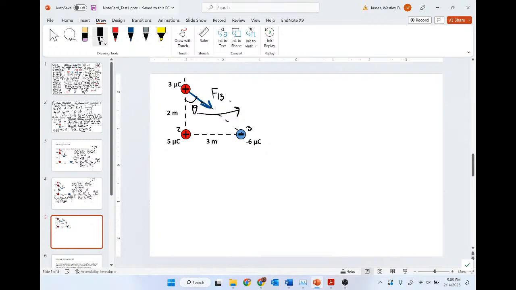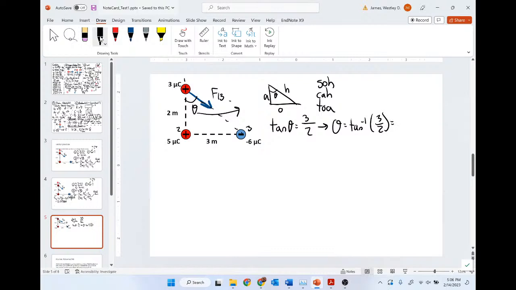SOHCAHTOA, y'all. If I have a triangle, and this is my theta, hypotenuse, opposite, adjacent. What numbers do I have in this problem? I have 3 on the bottom and 2 on the side. So I have opposite and adjacent. Process of elimination, TOA is the only one that has an O and an A in it. So that's what I'm going to use. Tangent of theta equals opposite over adjacent, which is going to be 3 over 2. If you're solving for theta, that's going to be tangent inverse of 3 over 2.